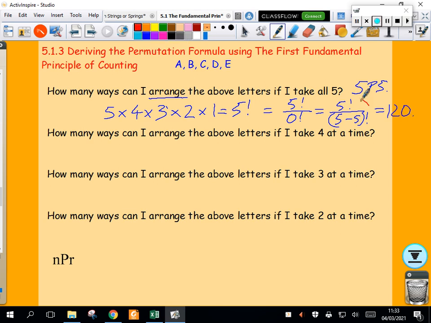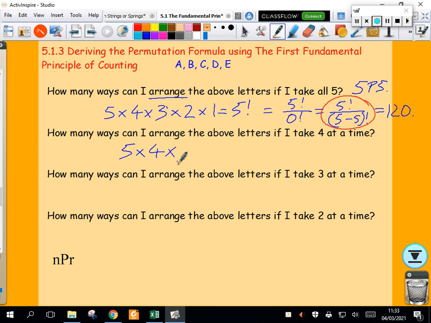But this really is the one I'm interested in, in order to establish my formula, in order to derive the permutation formula. How many ways can I arrange the above letters if I take 4 at a time? I'm going to take them 4 at a time. I've got 1 less task, so I'll only have 4 tasks here. I have to choose a letter from the population of 5. The number of ways I can choose the first letter is 5. Task 2, choose a second letter. But I'm arranging them, so I'm not repeating letters here, I'm just rearranging them. So task 2 is to choose a different letter to go in the second position, which will be 4 ways to do that, because I'll already have chosen one of the letters to go in the first position.